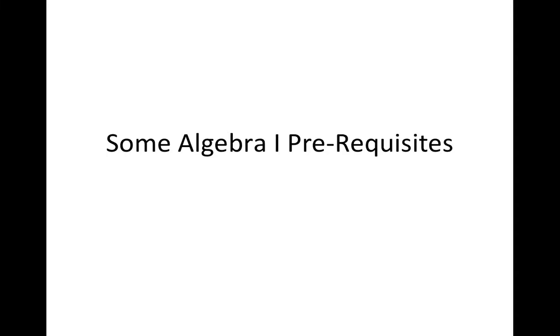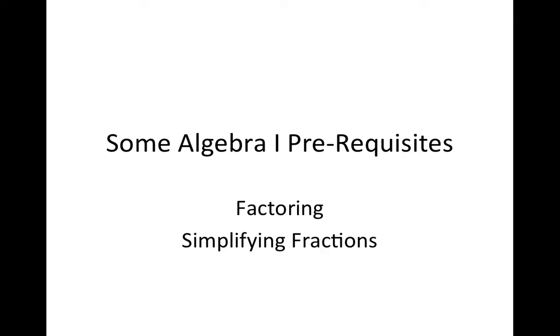Today's presentation is on some prerequisites from Algebra 1 that we'll need to be able to continue with what we're doing in geometry. Those three prerequisites are factoring, simplifying fractions, and you use both of those to do the final one, which is comparing proportions or fractions, because a fraction is a proportion. Okay, so factoring. Factoring has three steps.